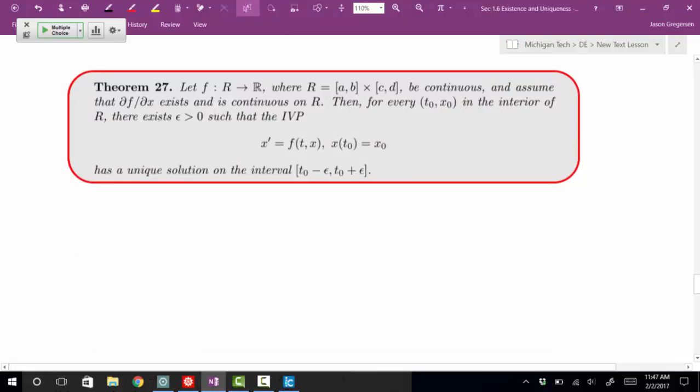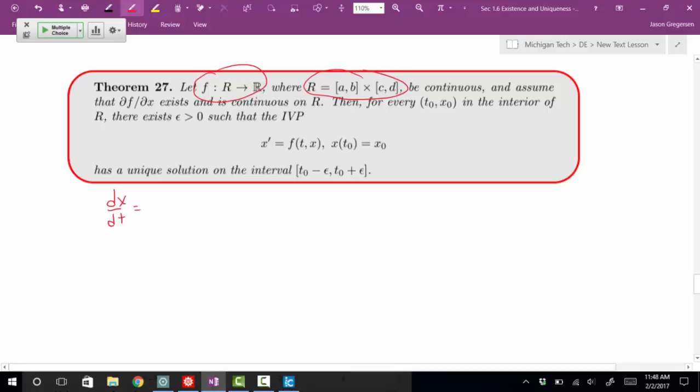Looks a little bit different than what I've been saying, right? Looks a little uglier. What does all this junk mean? It says that f is continuous on some rectangular region, right? Oh no, what does this mean? Well, it just means this.